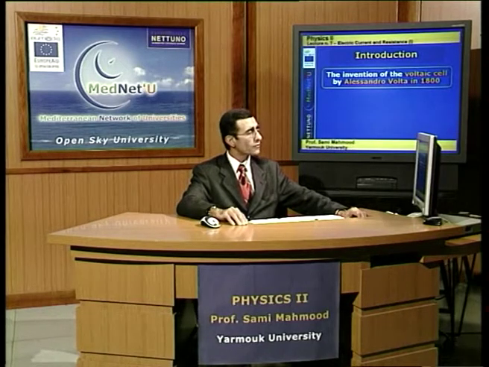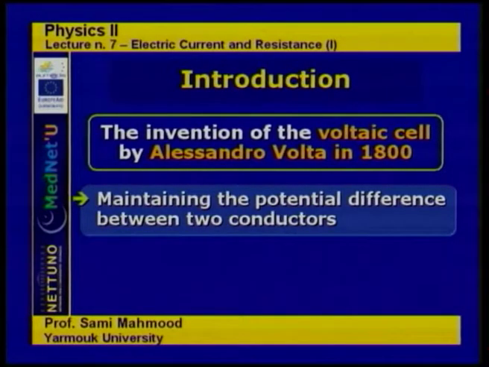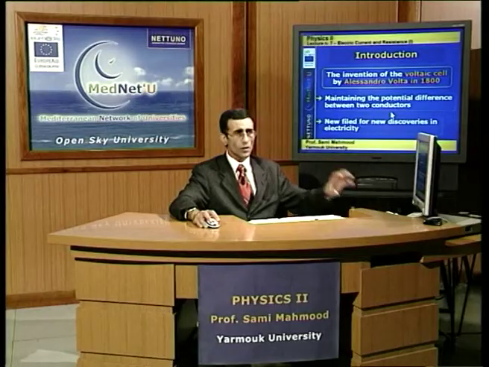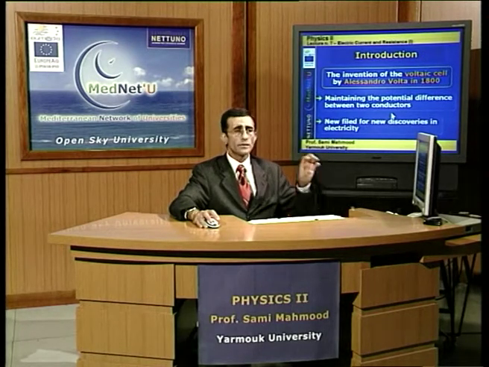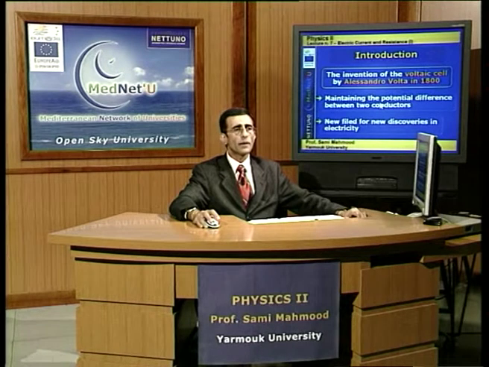And this problem was solved by the invention of the voltaic cell by Alessandro Volta in 1800. So this invention provided us with the means of maintaining a potential difference between two conducting bodies, and maintaining the potential difference between these two allows the continuous flow of current from one to the other, and this opened a new field for new discoveries in the field of electricity. So the invention of the voltaic cell is really a turning point in the field of the dynamical process and the motion of the charges and the associated phenomena.